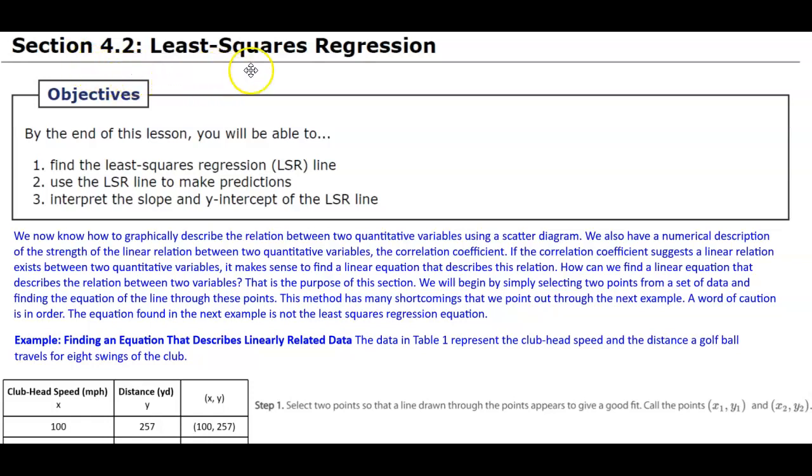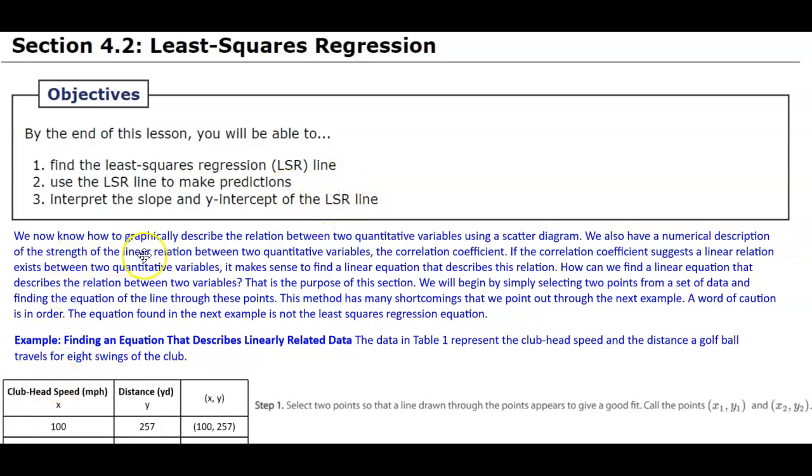Section 4.2 Least Squares Regression. By the end of this lesson, we'll be able to find the least squares regression line, use the least squares regression line to make predictions, and interpret the slope and the y-intercept of the least squares regression line.